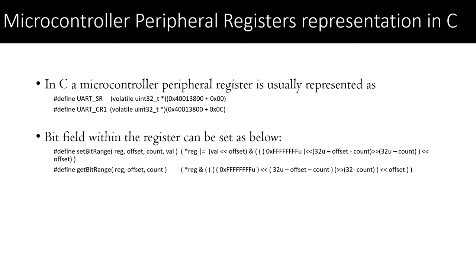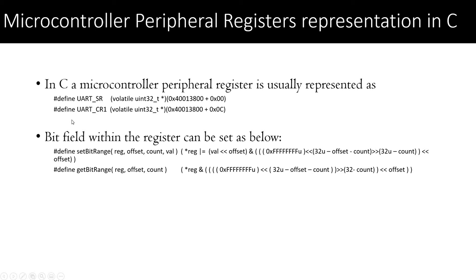As we discussed before, C is the most prominent language in embedded system programming currently. So typically in C, a register is represented using macros as shown in this slide. The SR register is represented by adding the base address to the offset, and the CR1 register is represented by adding the base address to its offset, and it is converted into a uint32 pointer, and then any operations are done on this pointer.